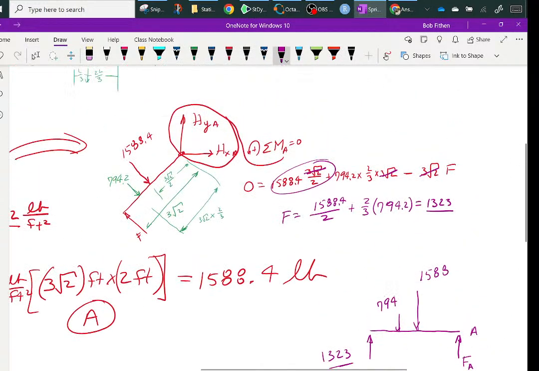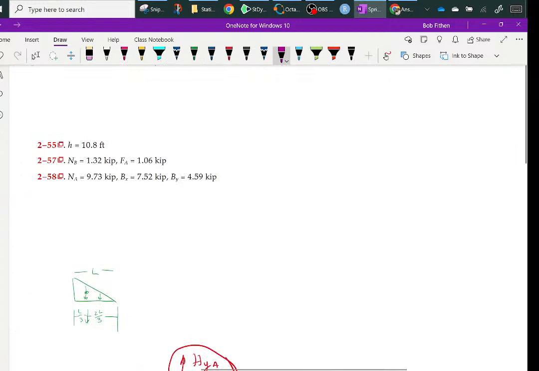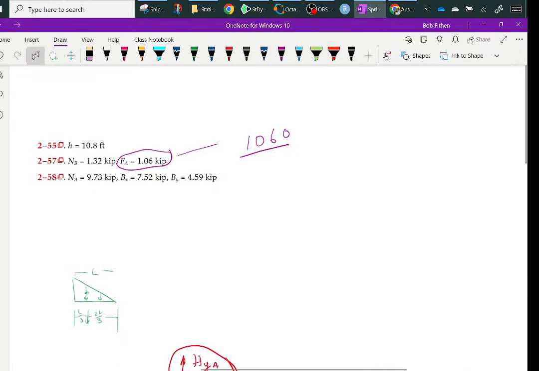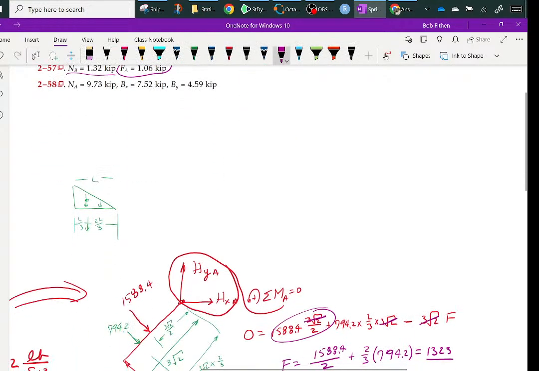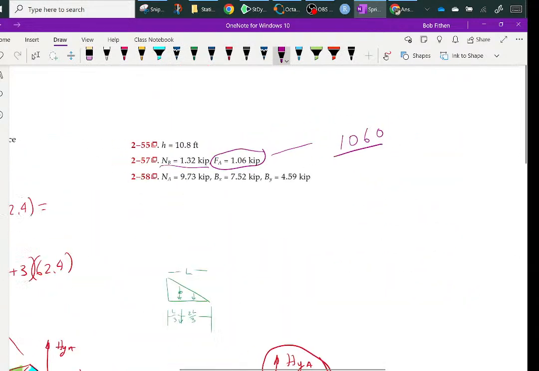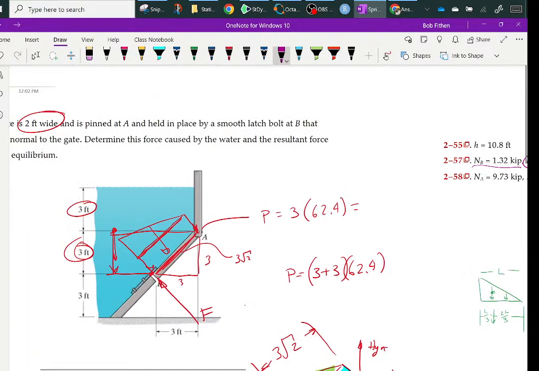What did he get? I copied it somewhere. Okay, so there it is. Kilopounds. 1060. So I got close then. One pound off. What the heck is B? What was the other thing? Okay, what was he asking there? Determine the force caused by the water. This force. Oh, is he talking about the force on the gate?